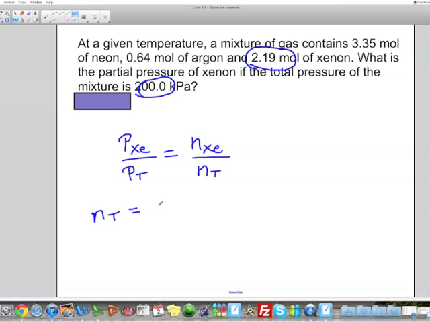So my n total is 3.35 plus, so that's for neon, 0.64 for argon, plus 2.19 for xenon. That gives me a total number of moles of 6.18. So I found this value. The total pressure is given to me at 200. I know the number of moles of xenon. I can now calculate the partial pressure of xenon.